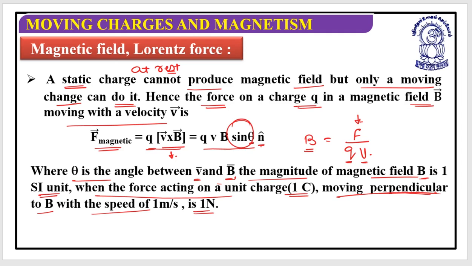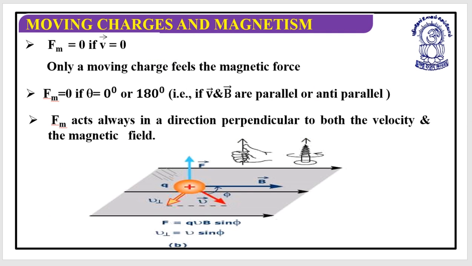Now let's simplify this in another manner. My force was F equals QVB sin theta. If I write down the magnitude only, and put velocity equal to 0, that means my charge is at rest, then the magnetic force acting on this charge is 0, because only a moving charge feels the magnetic force. If the charge is at rest, F m is 0. This is the first conclusion.